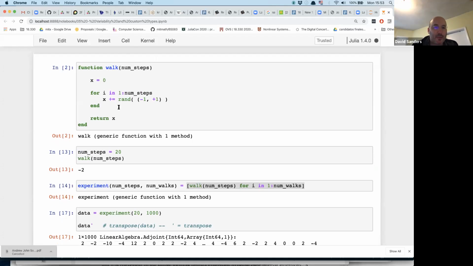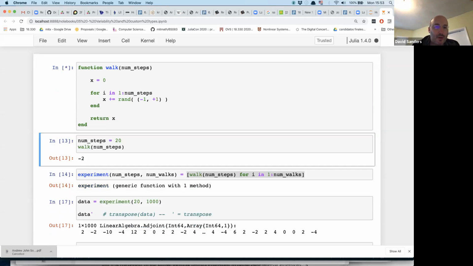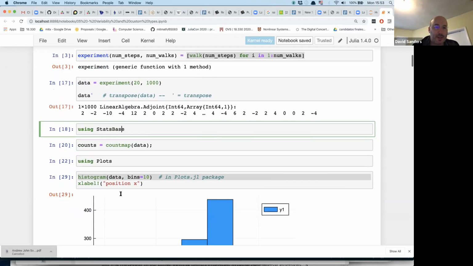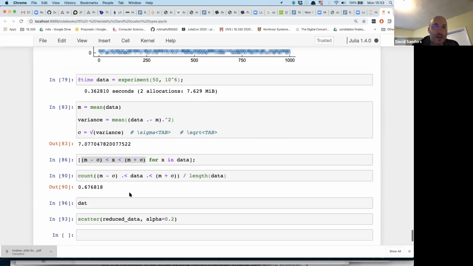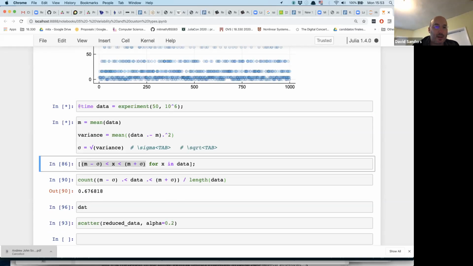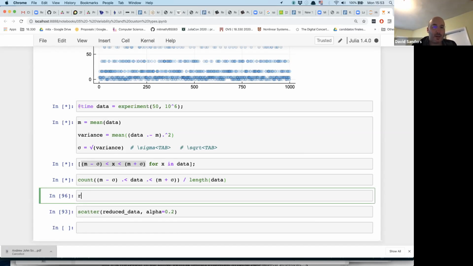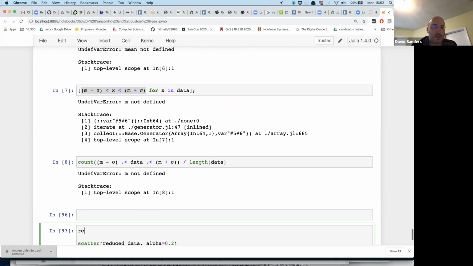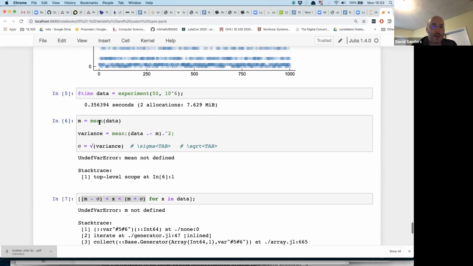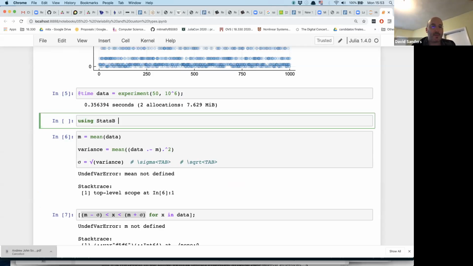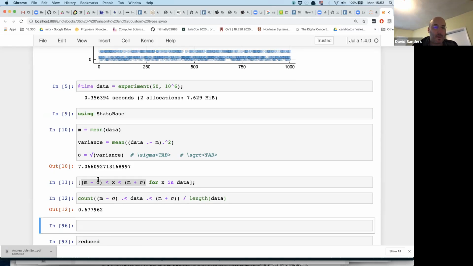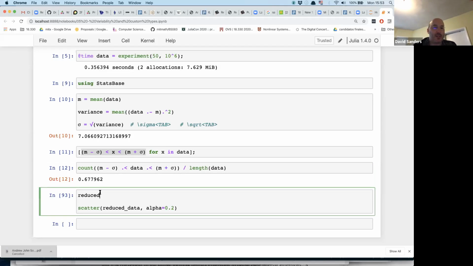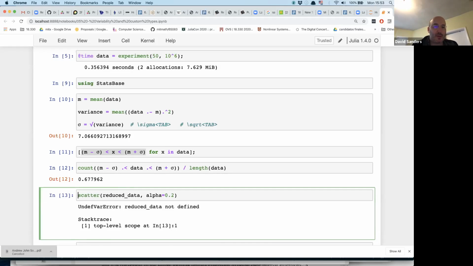Okay, let's go back up top. Experiment. I don't need StatsBase, I need plots. Okay, and now m not defined, mean not defined using StatsBase. Okay, so I get 68% within one standard deviation. So let's visualize that. So scatter reduced data.